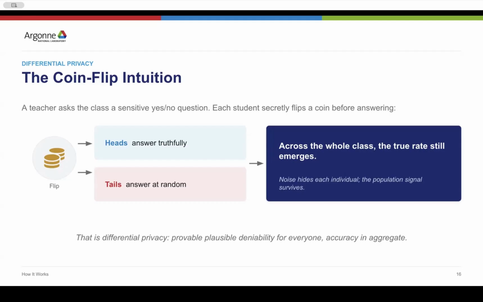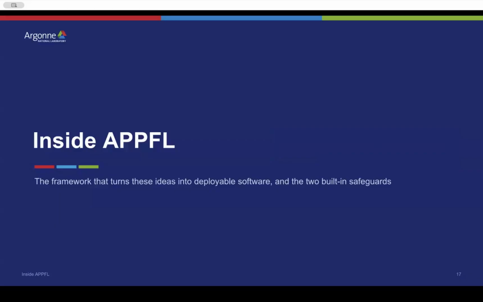The true rate still emerges. So in other words, the population signal survives, but this noise hides any individual's contribution. And that's the key idea behind differential privacy: we want to keep the global population signal, what we're trying to find, but the noise hides an individual. And that's sort of the exact same thing that we do in our framework.